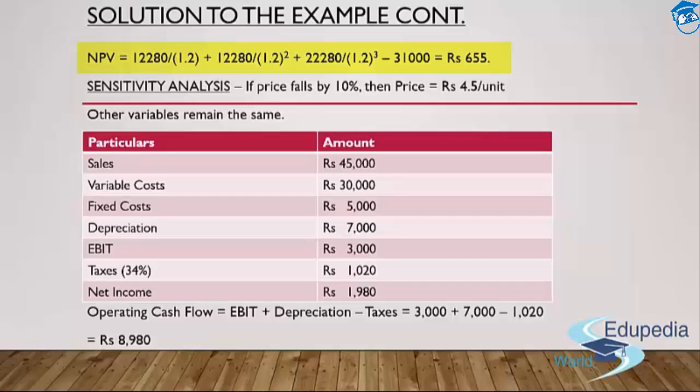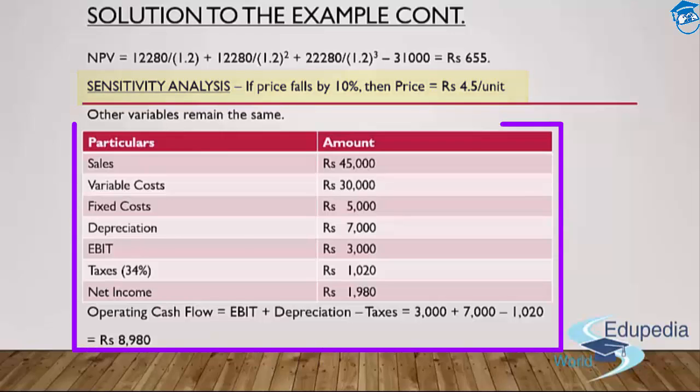Now, moving on to the second part, that is my sensitivity analysis. If my price falls by 10%, then my price is going to be 4.5 per unit. Initially it was 5. If the price falls by 10%, the revised price would be 4.5 per unit. If I keep other variables the same, what's going to change? Only and only my sale amount. Earlier my sale amount was 50,000, now it's going to be 45,000. Out of the same, I'll be deducting my variable cost, my fixed cost, and my depreciation.